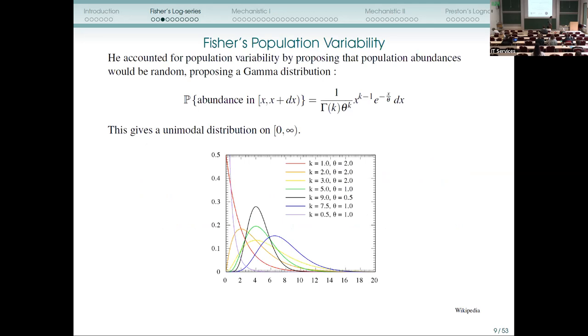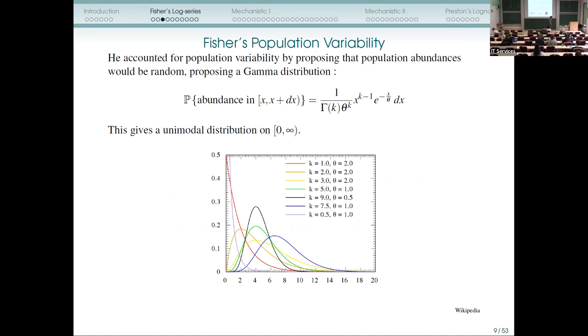So the first thing that Fisher did is that he said, okay, I want a model for species abundance. What I want to do is create a random model that says that if you go out and pick a species out of the world, this is the abundance it's going to be. And this is going to have some variation. Not everything is equally abundant. And so he just picked his favorite model, what we would now call in modern language his favorite prior.